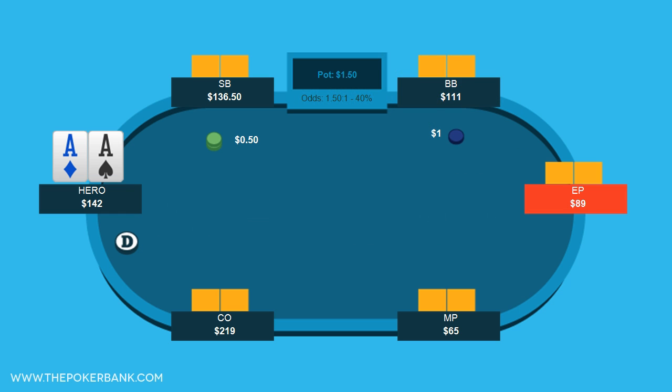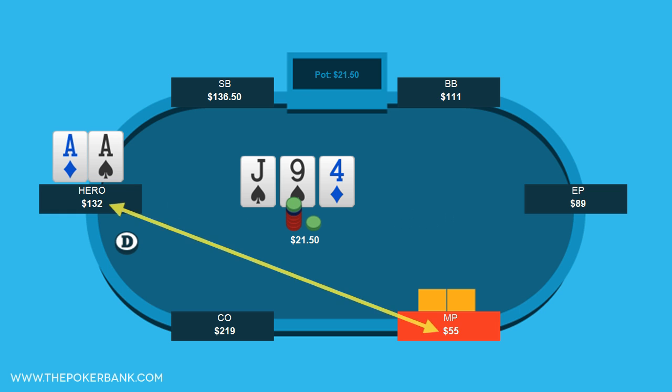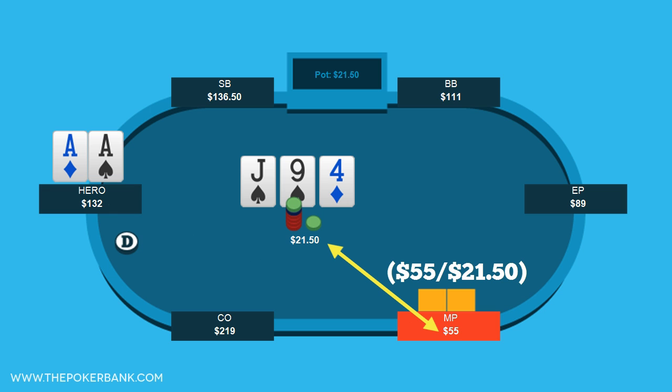So if we take this hand where middle position opens, we 3-bet with aces, middle position calls and we go heads up, we see that middle position has the smallest stack size between the two of us, and thus the effective stack is 55 and the current pot size is 21.5. Using our simple formula, we divide 55 by 21.5 and see that our SPR is 2.6. But what does this number really mean to us?